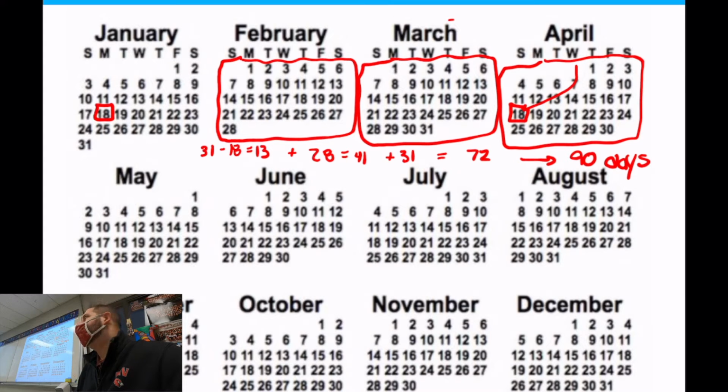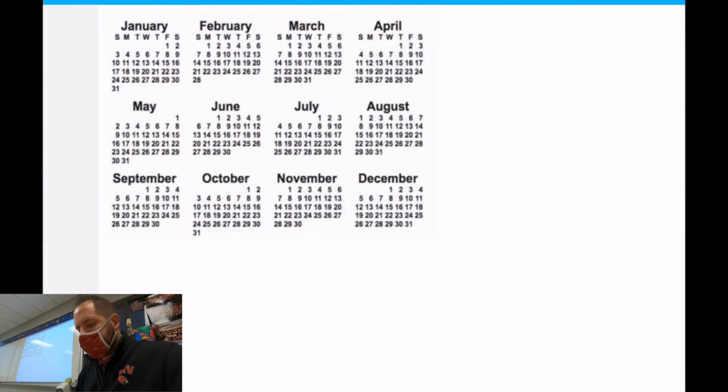Okay, let's try one more here. Let's do one more, and then I'm going to see what you guys can do with your Google form today, or your question of the day, I should say. Let's do one more of these. We're going to go a 90-day window. That's pretty standard. So here's my calendar.